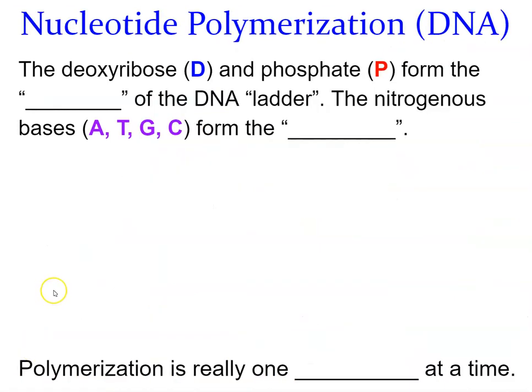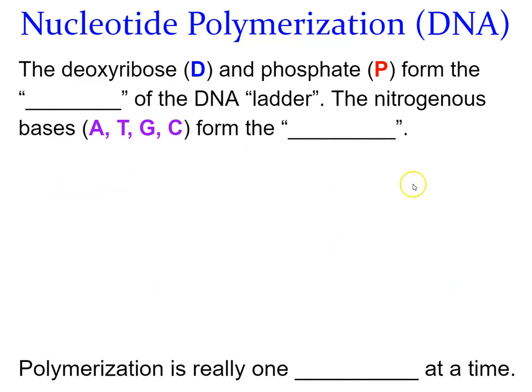All right, because DNA is made up of polynucleotides, that means they have to polymerize. In order to build a polynucleotide, you have to string nucleotides together in a chain, and that's called polymerization. So we're looking at nucleotide polymerization here, and we're building a DNA molecule from scratch. So this is going to give you a lot of practice.